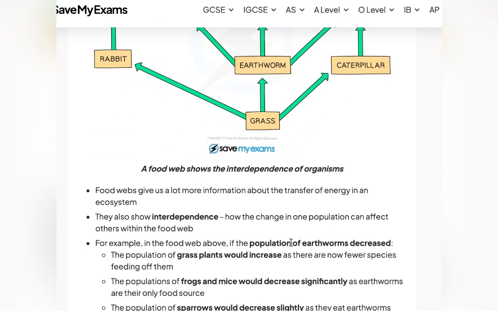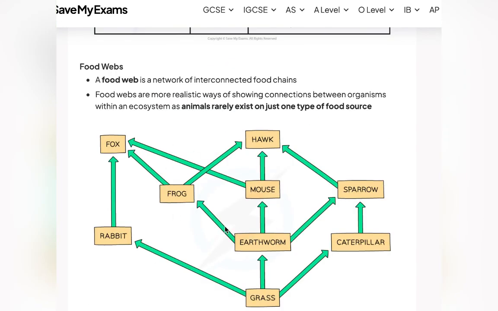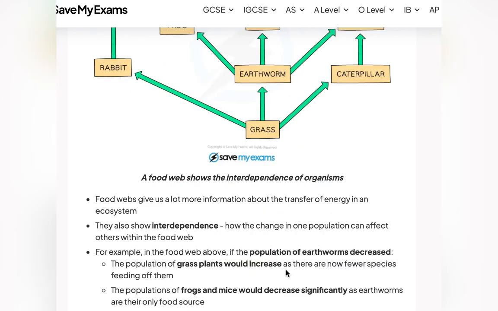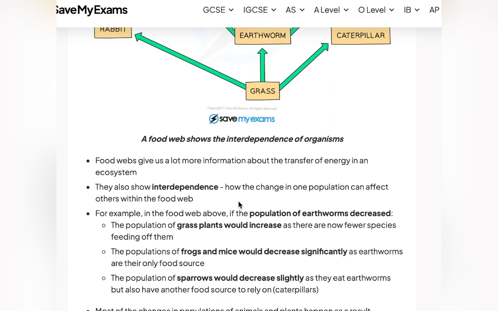Food webs give us a lot more information about the transfer of energy in a real ecosystem. In the real ecosystem, a food chain is just a single demonstration. But the reality of real life is a food web, because organisms do not feed on only one type of food. They feed on different types of food.